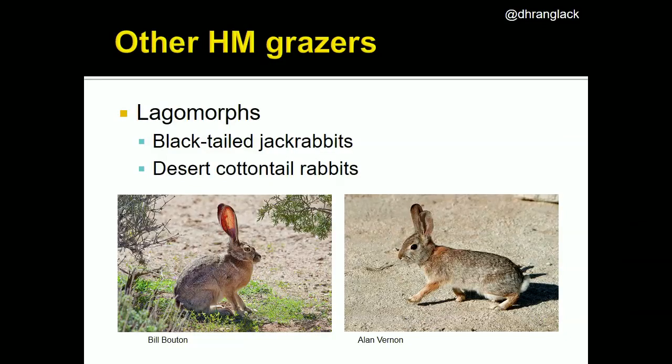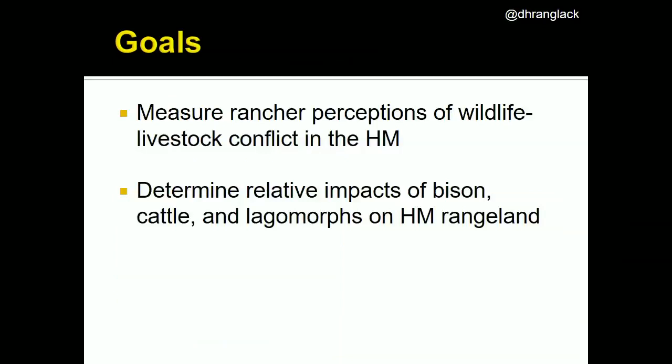But there are other grazers on this landscape, particularly lagomorphs, that we don't often think of, both black-tailed jackrabbits and desert cottontail rabbits. And once you get out of your truck and start walking around, you notice a large number of lagomorph fecal pellets on the ground, so we thought that they may be having an important contribution to the overall grazing community here. So our goals were to measure the rancher perceptions of this livestock conflict in the Henry Mountains, and then determine the relative impacts of bison, cattle, and lagomorphs out there, and then use the perceptions versus the reality to hopefully guide some management going forward.